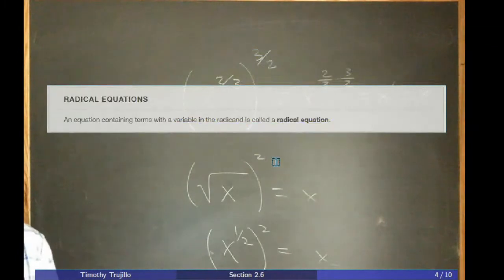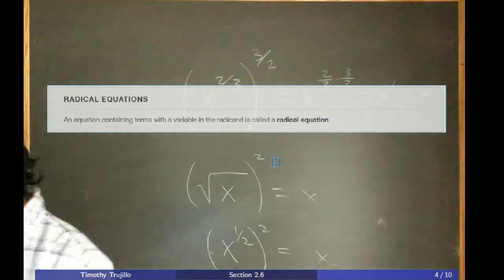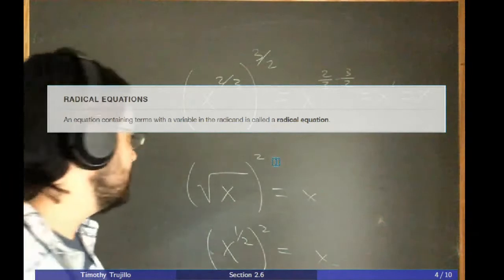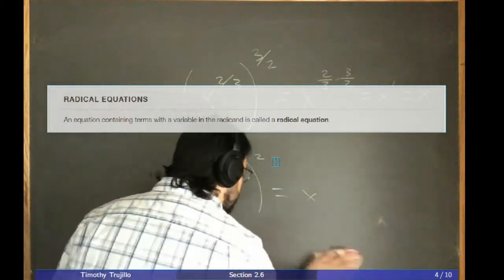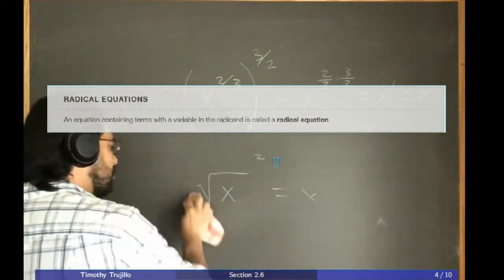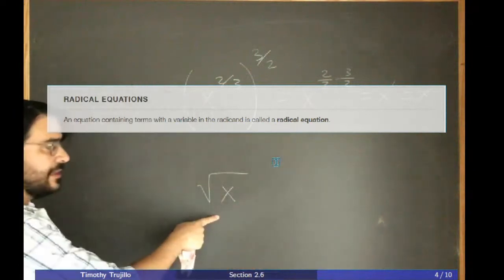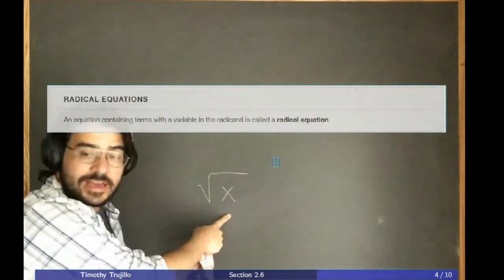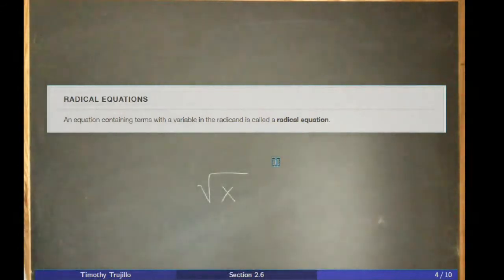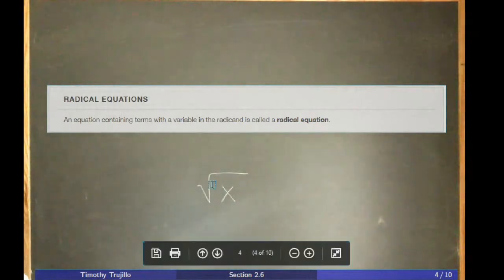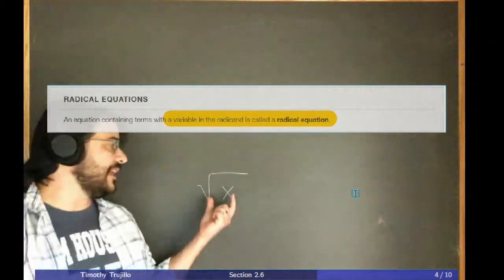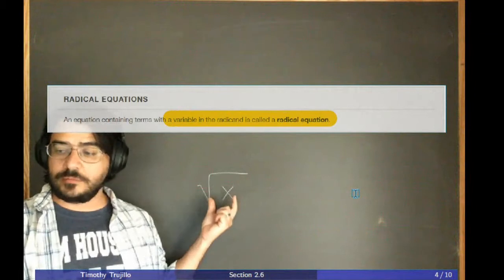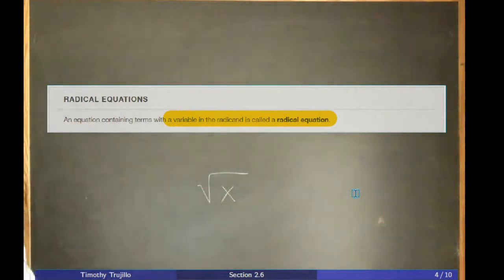Now, to be a little more specific about what we mean by a radical equation, it is just any equation where you have a radical, right, a square root or a cube root or an nth root showing up, something like this. And inside of that radical, there's a variable like x or y or t or something like that, right? So any equation that contains a variable inside the radical is called a radical equation, okay? And we'll be interested in isolating that thing that's underneath the square root or the nth root or whatever it is.